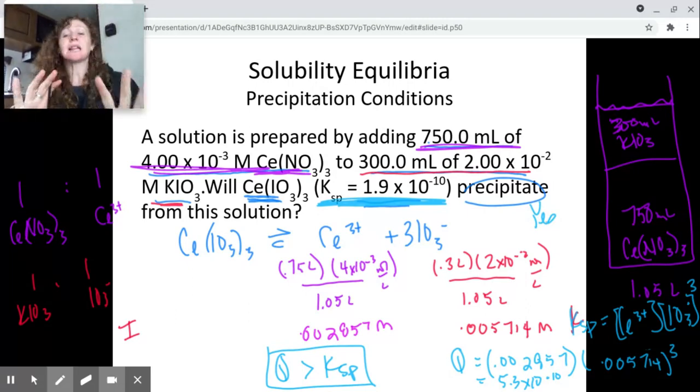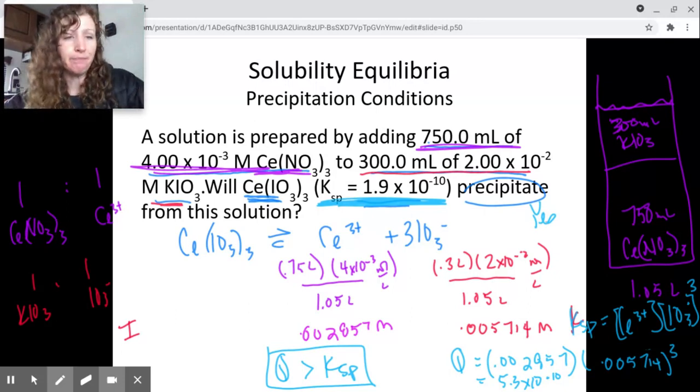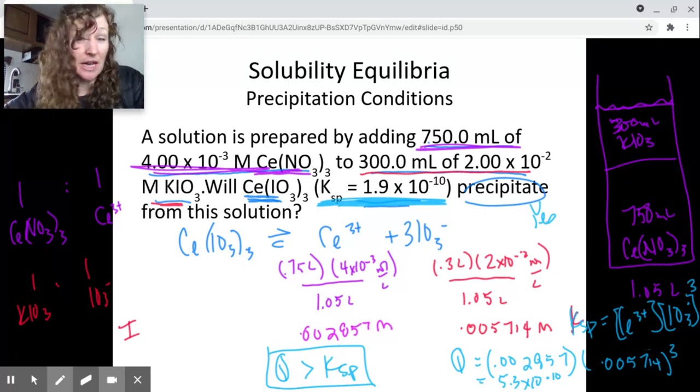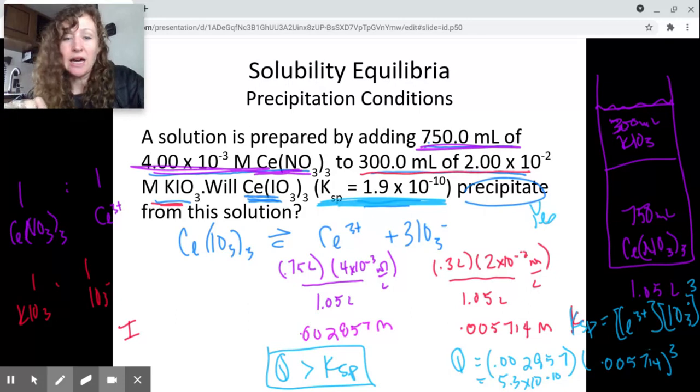Okay, so looking at this, the first thing you need to be able to do is write that reaction, right? You're given a ton of compounds. You really need to think, what do I care about? What's the reaction that I care about? Turns out you don't care about nitrate ions or potassium ions. They're not of interest to you.